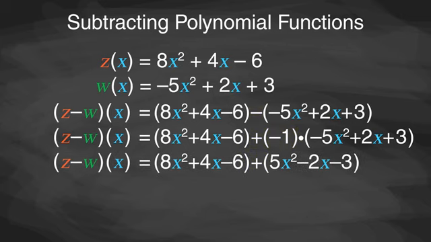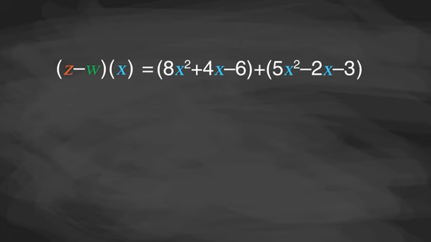Next, distribute the -1 through the second polynomial. Now complete the problem just like an addition problem. Since the problem is now an addition problem, combine like terms and simplify.